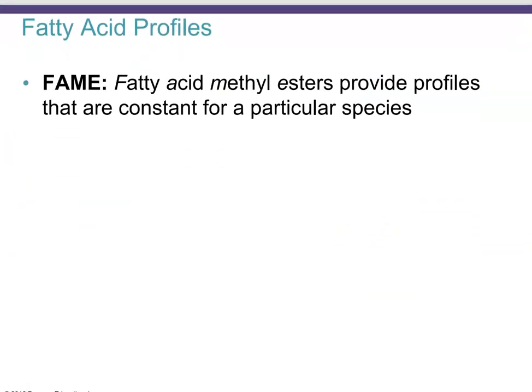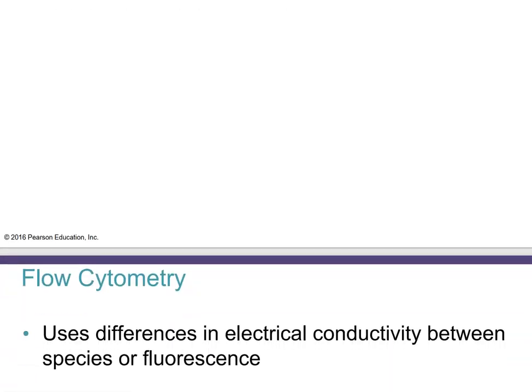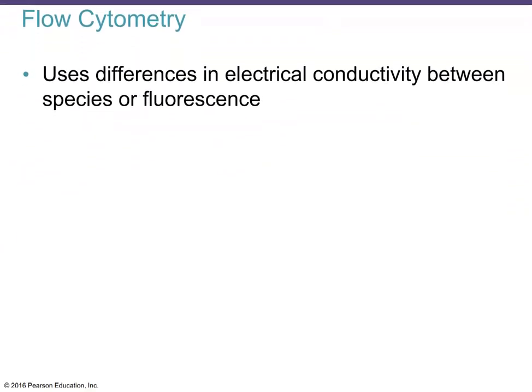Okay, fatty acid profiles. Not sure how often this is still done. I don't know much about it, and I'm not sure how common these fatty acid profiles are to classify bacteria. As far as I know, everybody has shifted over to just sequencing the thing, doing PCR on it. But here it is. FAME is the method: fatty acid methyl esters. They provide profiles that are constant for a particular species. And as I said, I'm not sure how common that still is.